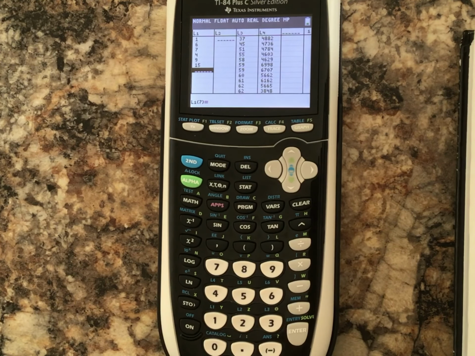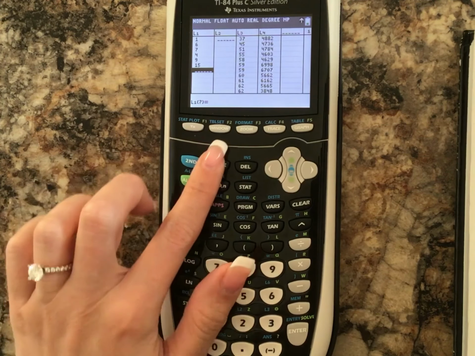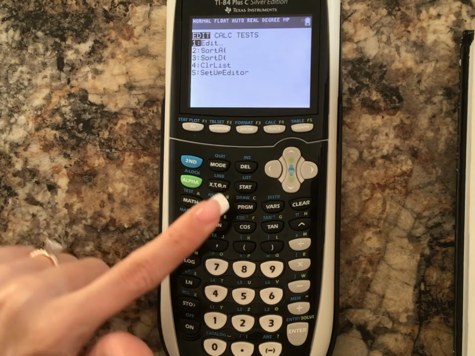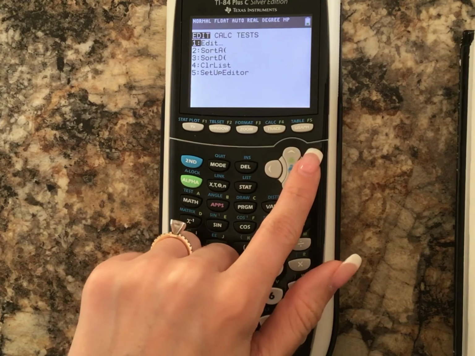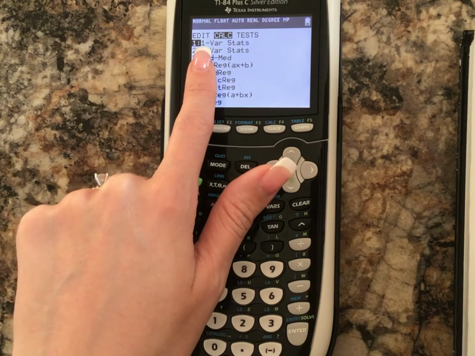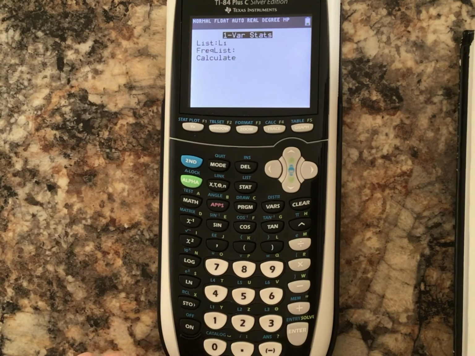So what I'm going to do is I'm going to quit out of this menu. So just go to second and mode and it will quit back to the main screen. And then if you go to stat again, click across to calc, and then that first option there, one variable stats, you're going to click on that. And now it's going to ask you for two things before you calculate. It's going to ask you for a list and a frequency list.